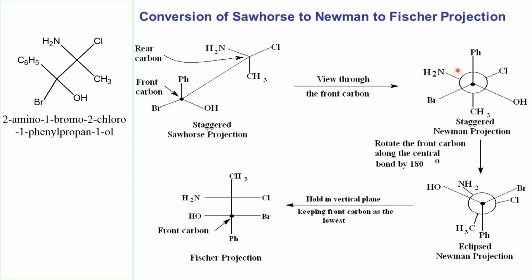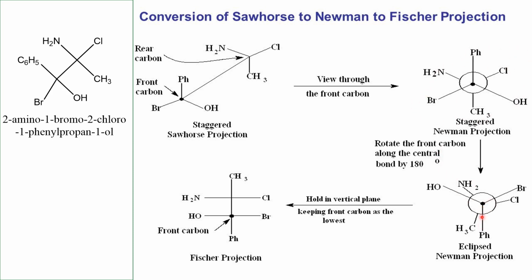Now this is the staggered Newman projection. I want to have the phenyl and methyl on the same side for some reason. It's because I want to have these groups in the vertical line of the Fischer projection. For that reason, I am trying to bring this phenyl down. For that I am doing a 180-degree rotation. So when phenyl comes down, the methyl will go here and the bromine will go to the other side.